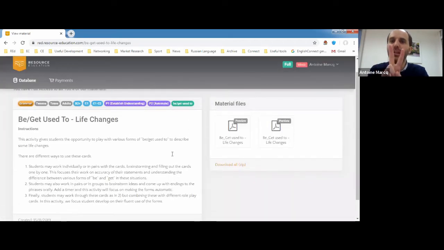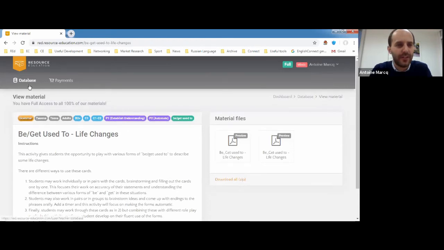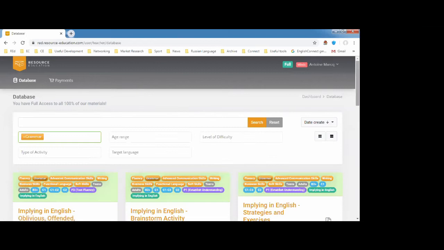So you have two collections of life changes cards to use in your classroom to either establish understanding and basic logic of "be get used to," or automate "be get used to." Any comments, requests, questions about the "be get used to" activities today? These life changes activities?